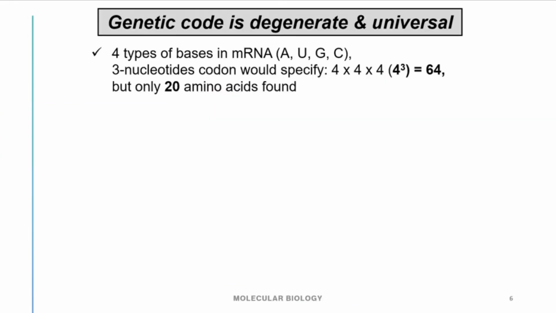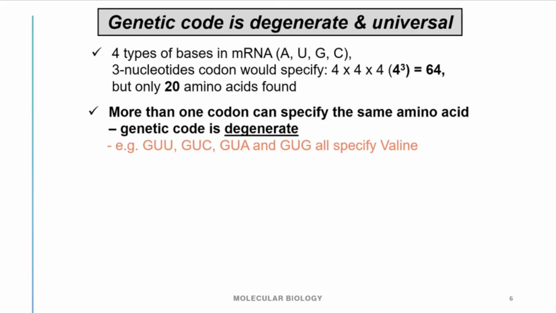Okay, so to recap, the genetic code is degenerate and universal. In the genetic code, there are 4 types of bases in mRNA, and these 4 bases in 3-nucleotide codons can specify 64 different combinations. But they only code for 20 different amino acids. That is because more than 1 codon can specify the same amino acid. In other words, the genetic code is degenerate.